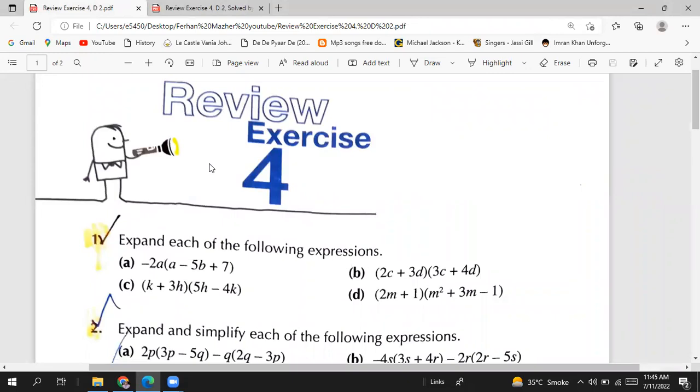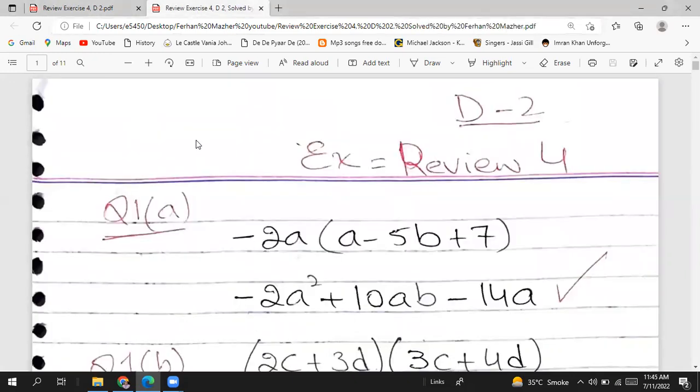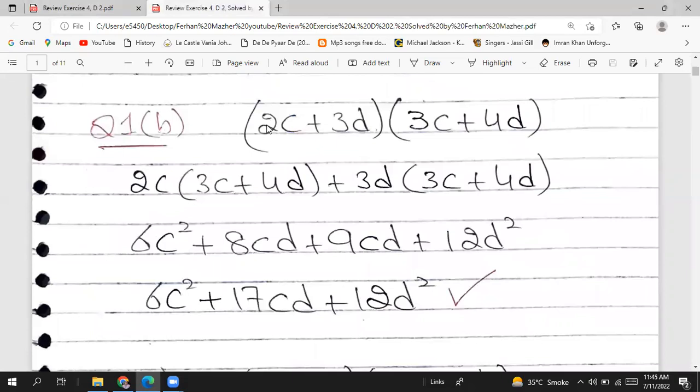The B part has two brackets, 2c plus 3d in one bracket, 3c plus 4d in the other bracket. You have to expand it. So basically two brackets are multiplying. The first member of the first bracket will multiply with the second bracket. You can see I have written here. Then the second member of the first bracket will multiply with the second bracket. And you can see I have written it here.